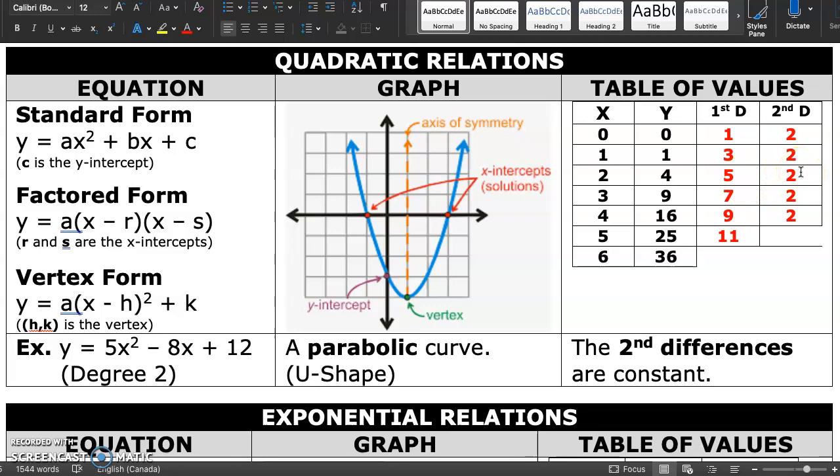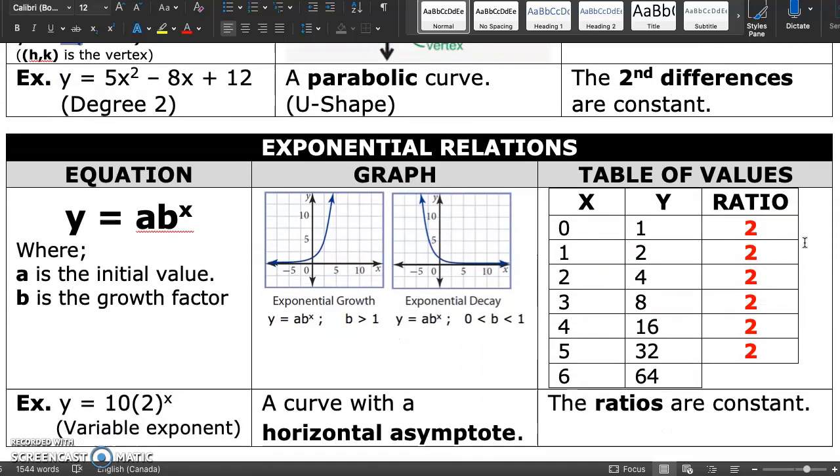So you can have a test for a table of values to determine whether or not it is a quadratic relation: complete a second differences test, and if they're all equal, it's quadratic. If they are not all equal, the relation is not quadratic.